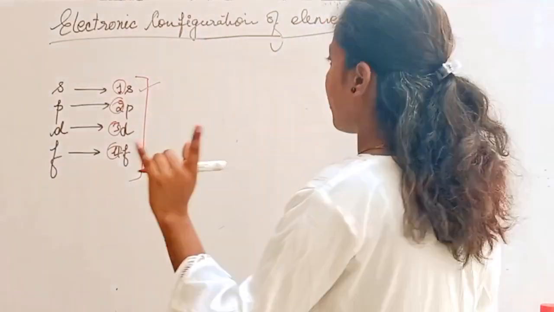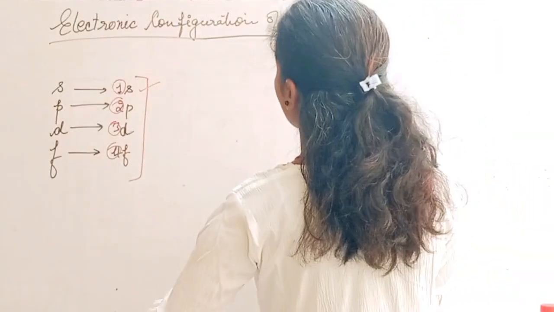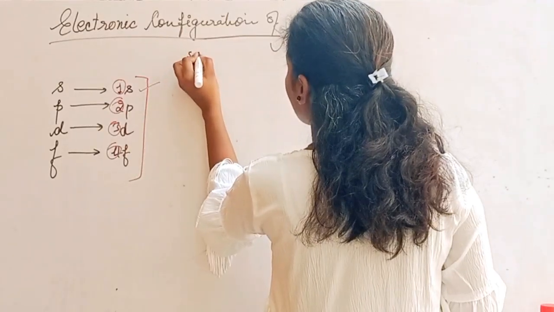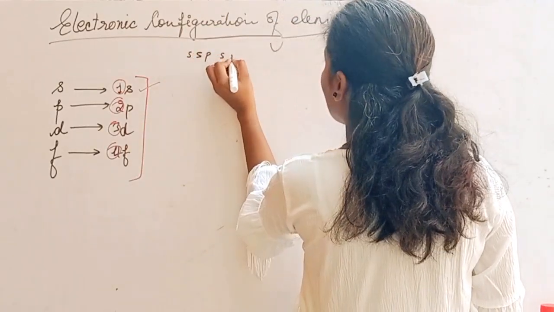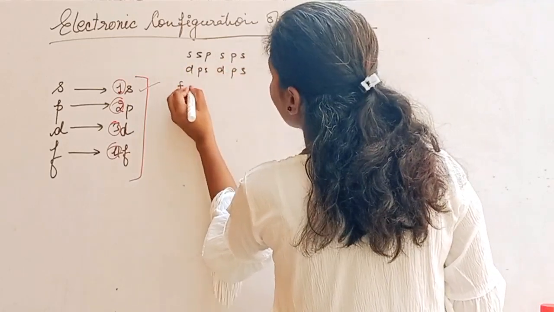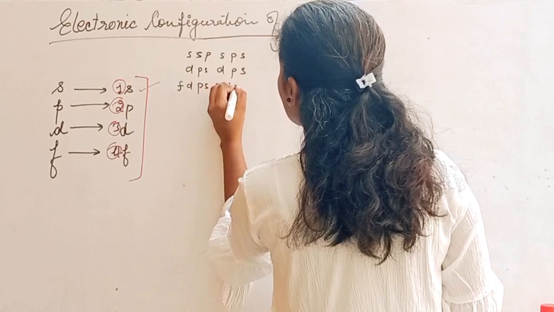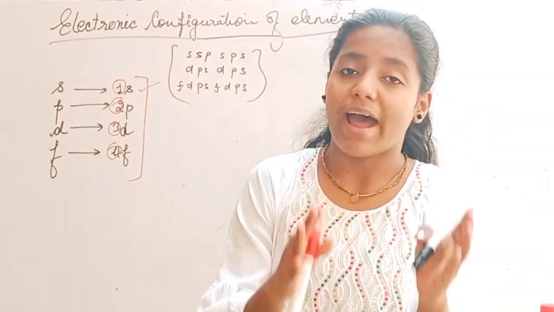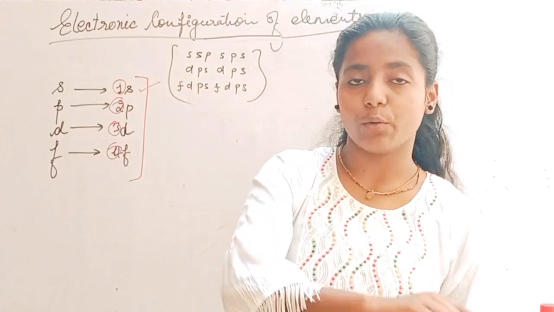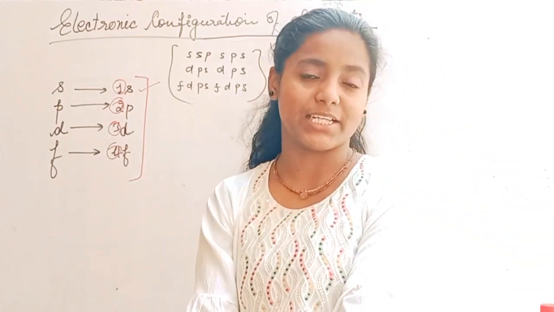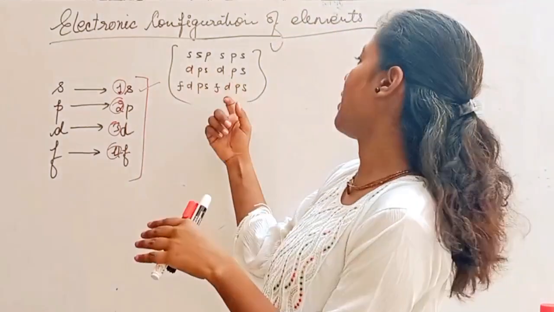Now, one thing you are required to remember is how you can remember the electronic configuration of elements. Remember S, S, P, S, P, S, D, P, S, D, P, S, F, D, P, S, F, D, P, S. It's going to be so easy for writing the electronic configuration, from 1 to 118. You can write any electronic configuration by remembering this table.